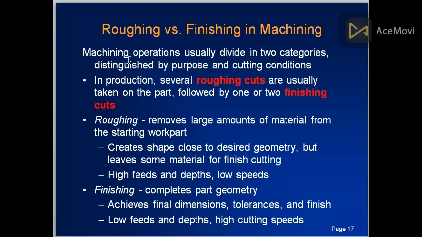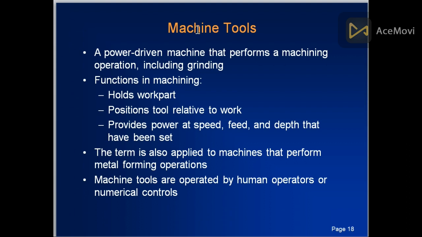Roughing and finishing. Machining operations are usually divided into two categories. In production, several roughing cuts are usually taken on the part followed by one or two finishing cuts. Roughing removes large amounts of material and is a fast operation, creating a shape close to the desired geometry but leaving some material for the finish cutting. In roughing, the feed is high and the depth is also high but the speed is low. Finishing completes the part geometry, achieving the final and exact dimensions, exact tolerances and exact finish. In this, the feed is low, the depth is low but the cutting speed is high for the finish.